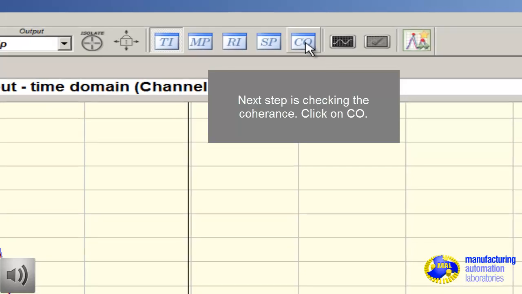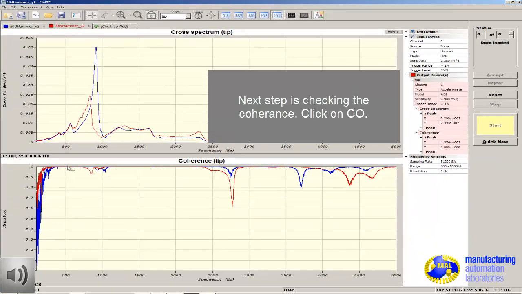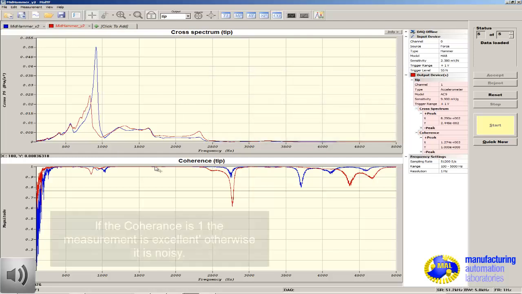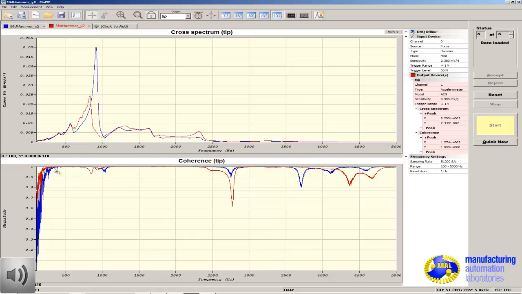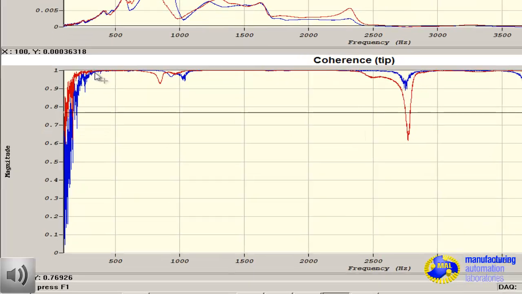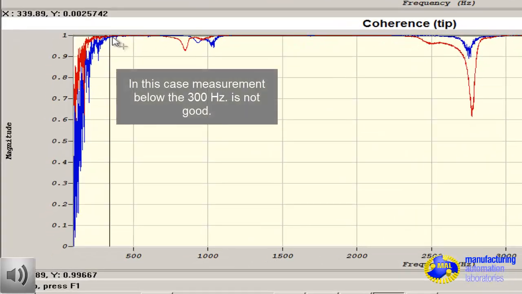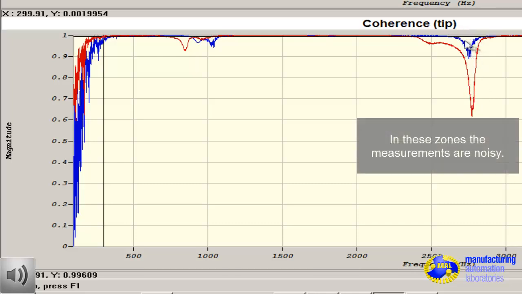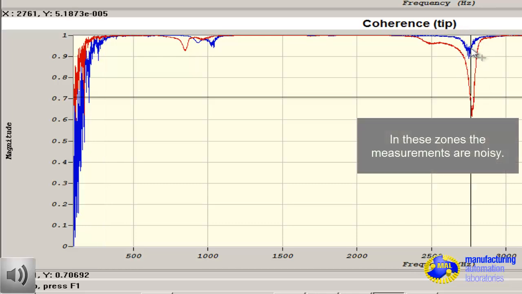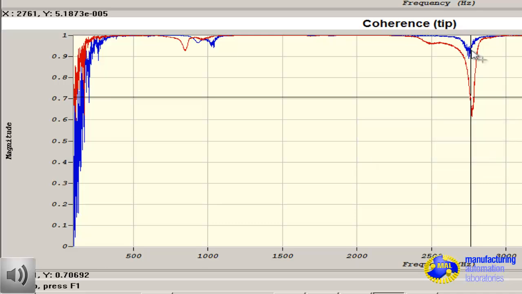Next, we click on the coherence. Here, if the coherence is 1, the measurement is excellent. Otherwise, the measurement is noisy. For example, because the accelerometer cannot measure low frequency signals, our measurement below, let's say 300 Hz, is not that good. Also, at these zones, the measurements are pretty noisy. Here we have a mode at about 2760 Hz.